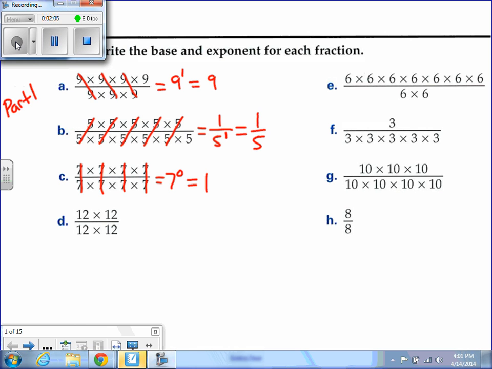What you should do now is go ahead and pause the video and work on D, E, F, G, and H on your own. Once you are done with those, you can continue and start reviewing for part 2 of your test.